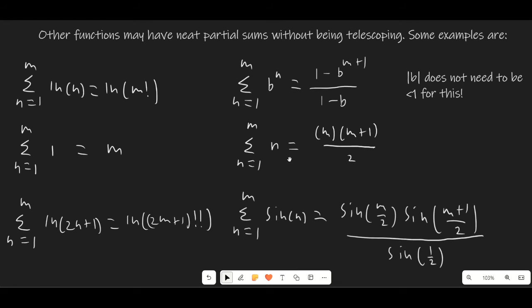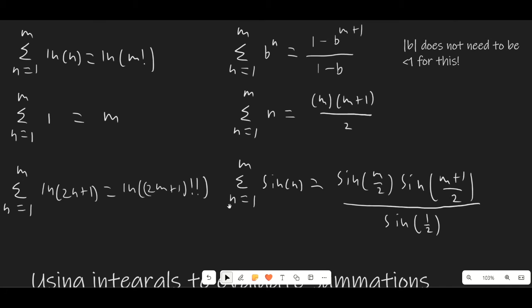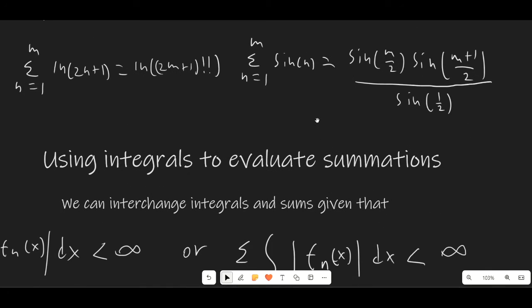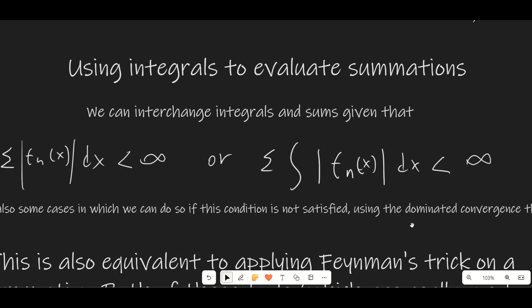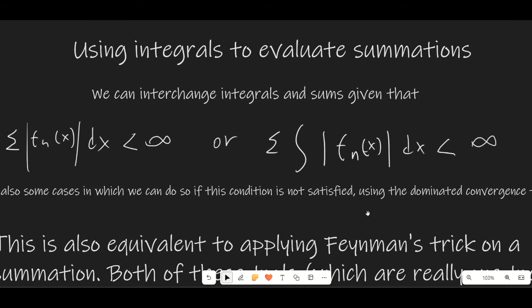Also, for all powers n to some power k, there is a polynomial formula for the partial sum, so I just have the one for n right here. The sum from n equals 1 to m is m times m plus 1 over 2. And for sine, you probably won't see this showing up, but these sums are pretty easy to calculate in general. So now let's go on to the next method, using integrals to evaluate summations.